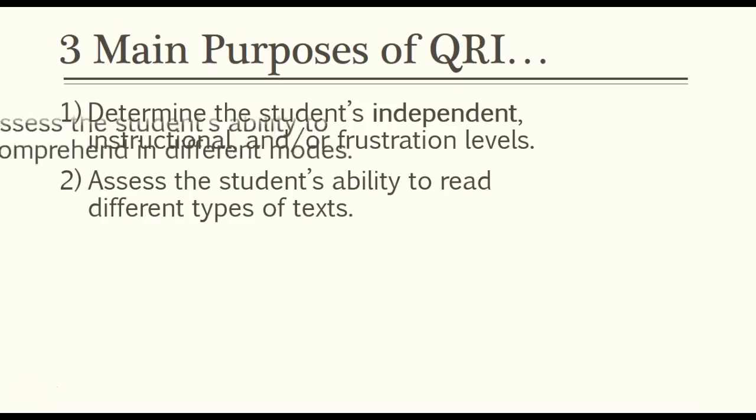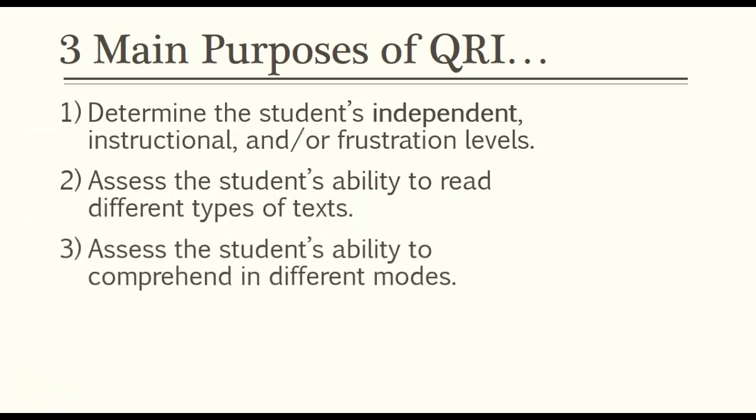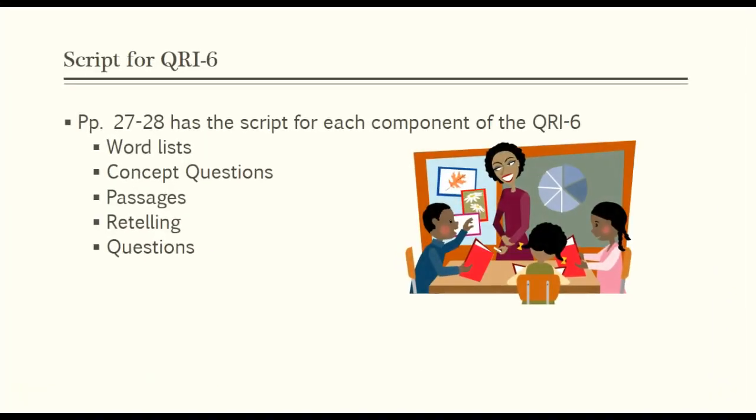Another purpose of QRI is to help you assess the student's ability to read different types of text and then also assess their ability to comprehend in different modes. So oral reading and how comprehension is with that versus silent reading and their comprehension of that. How well are they monitoring what they're reading silently, orally, etc.? Is there a difference or not?